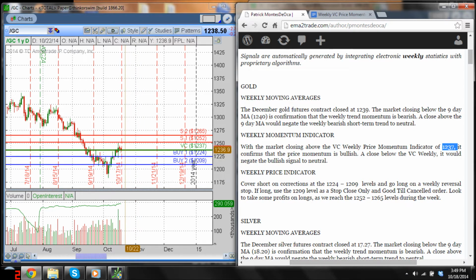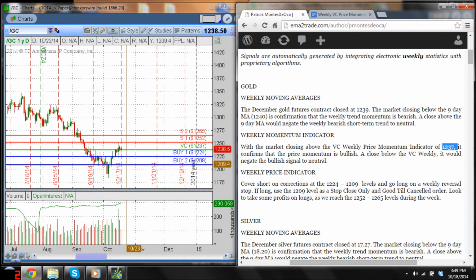It also tells you that if it does close below 1237, to cover your shorts at 1224 to 1209 levels and reverse to a long position on a weekly reversal stop. If you buy long into these levels, then use the 1209 level as your stop, close only, and good till cancel order.